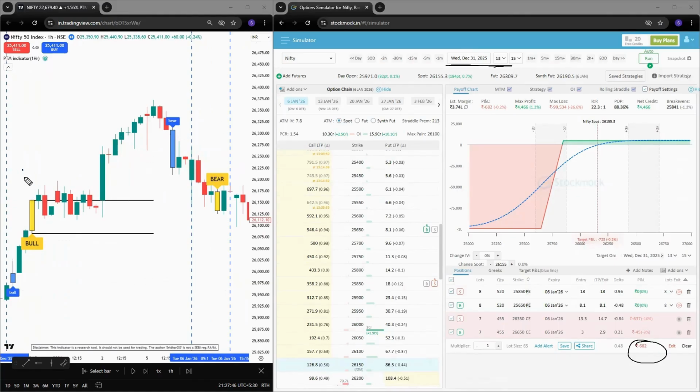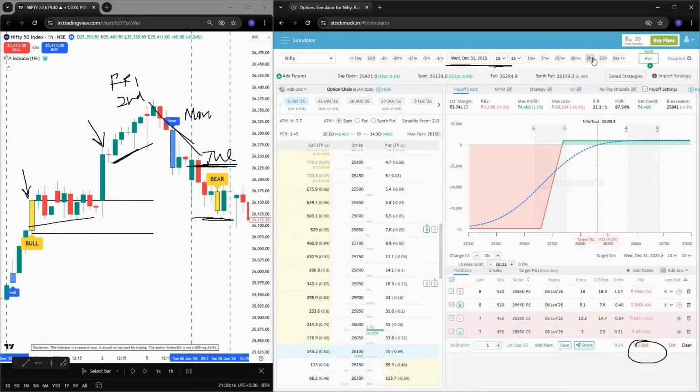We are on the 31st. This is Friday, this is your Monday 2nd, and this is Tuesday. Sorry, this is Friday 2nd. This is Monday, and here this is your Tuesday. We start Monday, and Tuesday is the expiry. Right now we are on 31st Thursday. It is Wednesday, and we are moving one step ahead, 2 hours at a time.